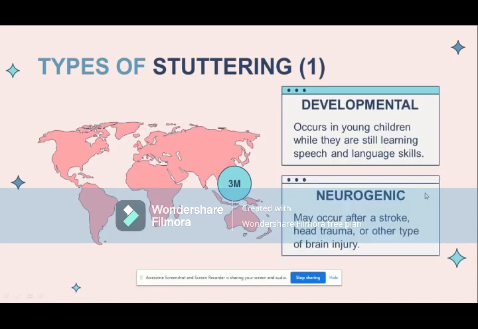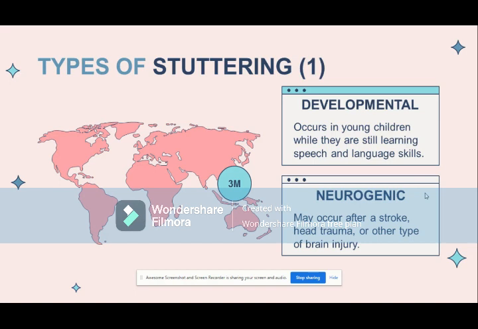Next we have types of stuttering. The first is developmental and the second is neurogenic. Developmental stuttering occurs in young children while they are still learning speech and language skills. It is the most common form of stuttering because some scientists believe that developmental stuttering occurs when children's speech and language abilities are unable to meet the child's verbal demands. Developmental stuttering may also run in families, and research has shown that genetic factors contribute to this type of stuttering.